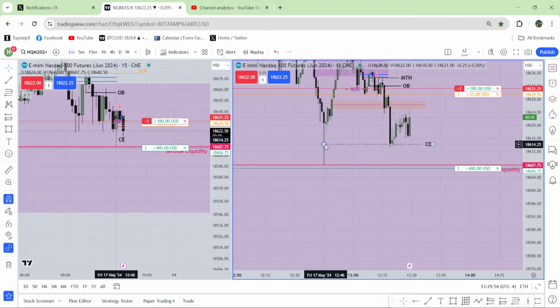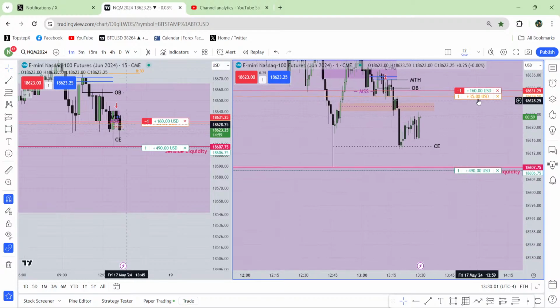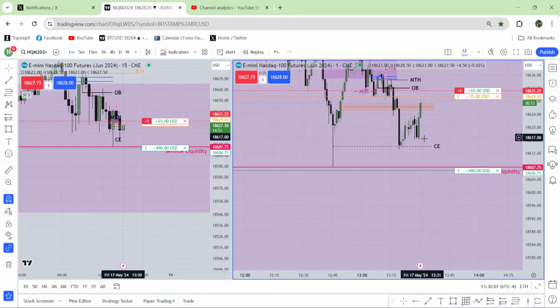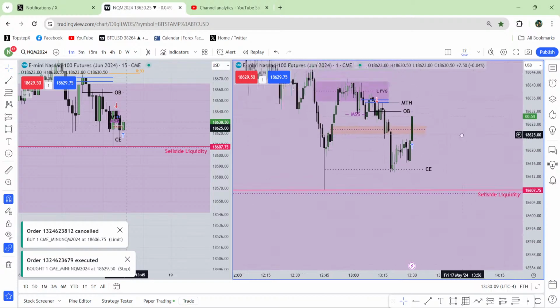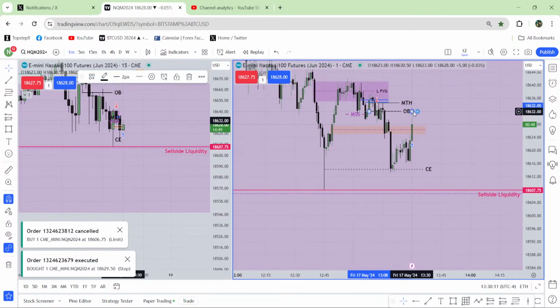The consequent encroachment of that week is extremely valuable. Now, if I had a two-contract entry, I would take a partial over there. As I don't have any opportunity, I will just let it hit my stop loss. So I got stopped out at break even. I'm just cool with that.